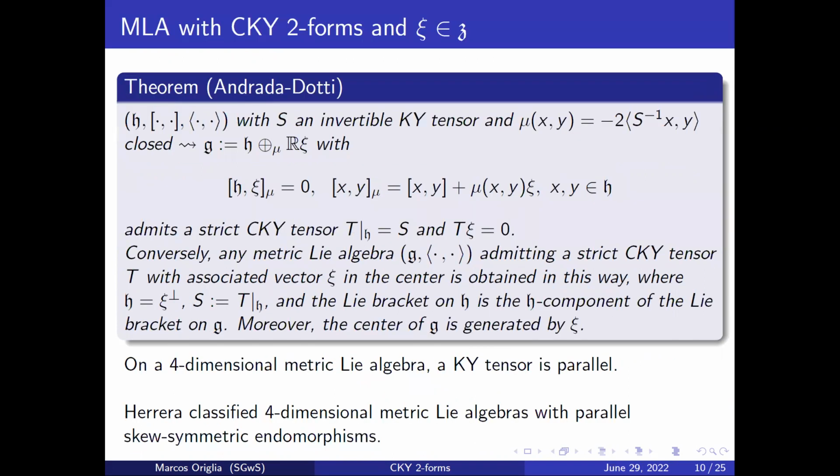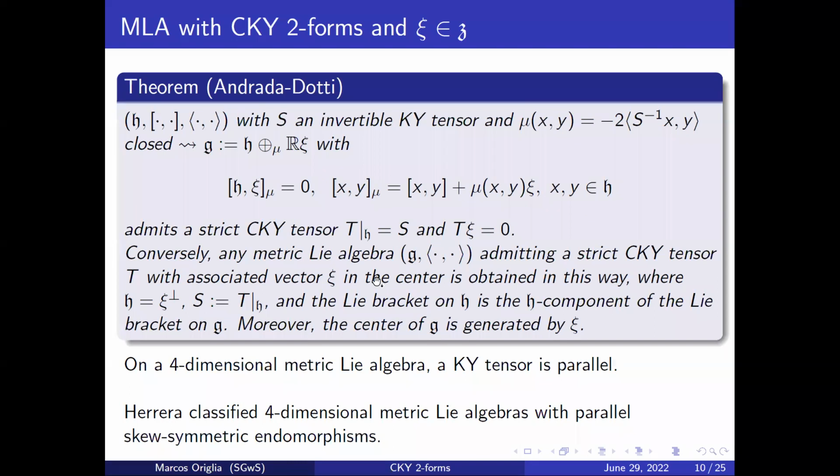So this is the first part of our work. We split the situation in two cases. Mainly the first one is what happens when this special vector is in the center of the Lie algebra, and then we will consider the opposite situation. So here we have metric Lie algebras with conformal Killing two form with this extra condition, so this special vector is in the center.